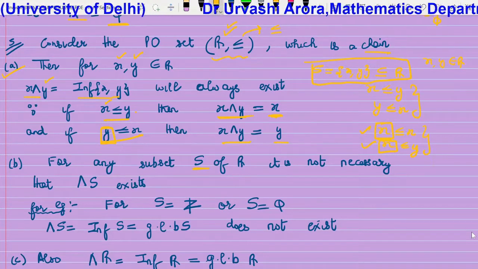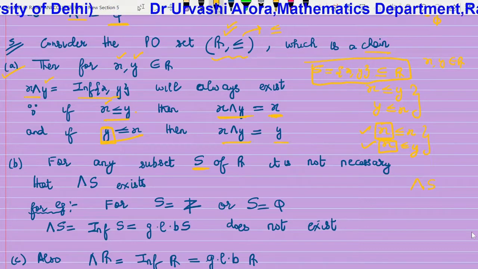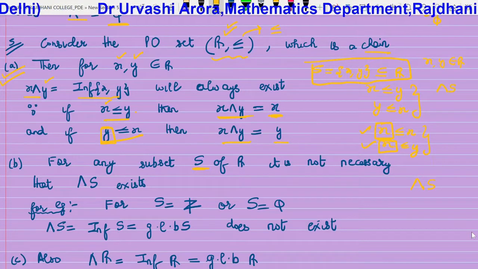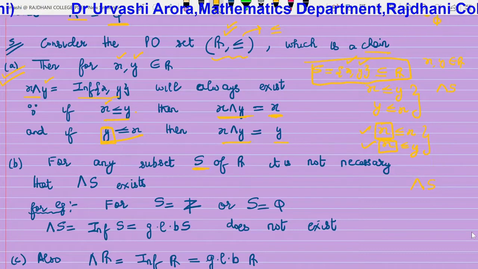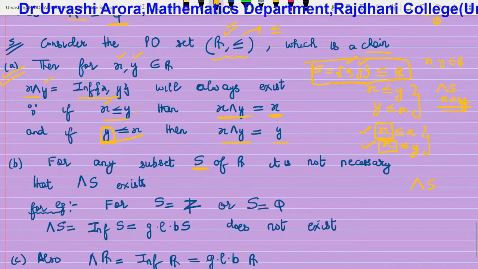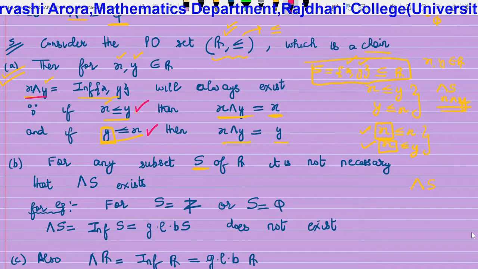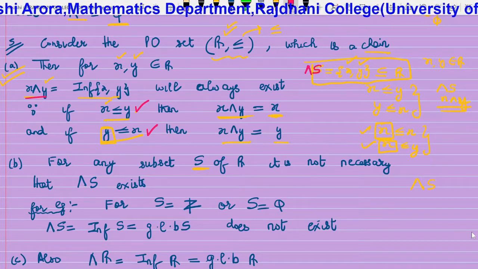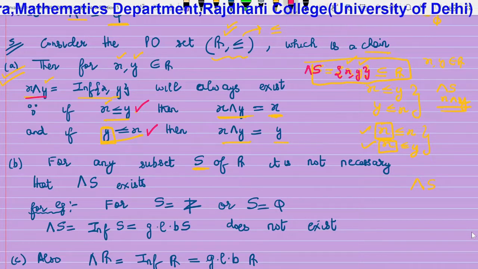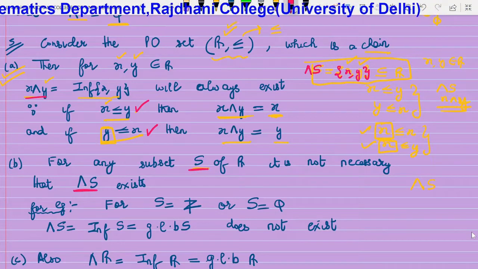But if you take S to be any subset of R, it is not necessary that the meet of S exists. In part A, I have just told you that the meet of S will exist if S has two elements x and y, because x meet y will always exist no matter what happens, whether x is less than or equal to y or y is less than or equal to x. But in general you cannot say that the meet of S will always exist for any subset S of R.